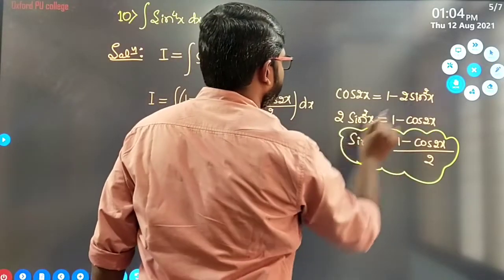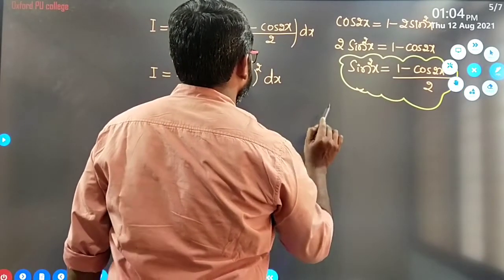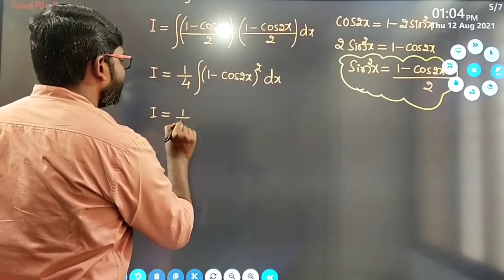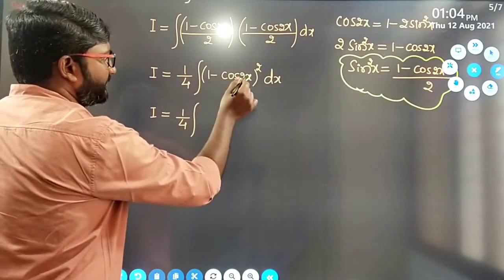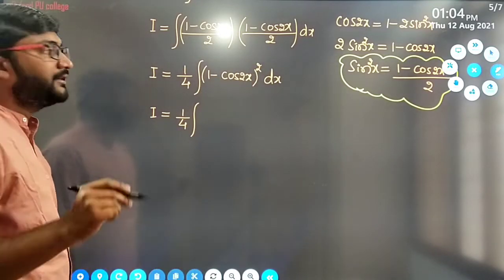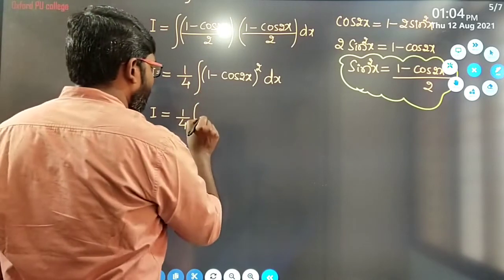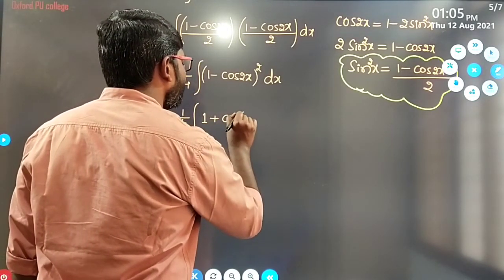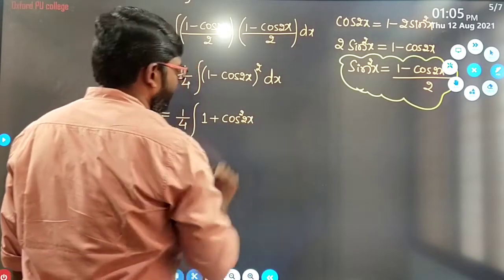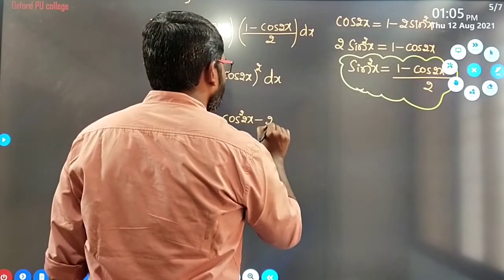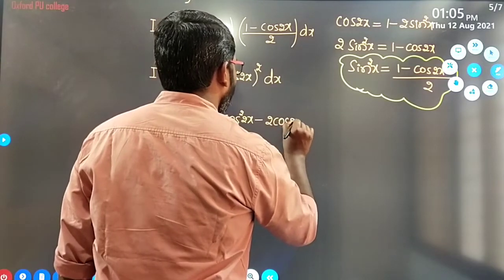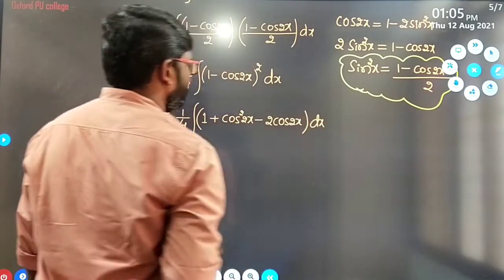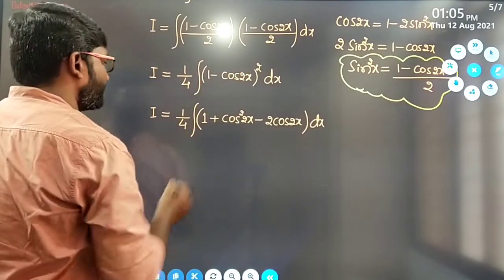So here I is equal to 1 by 4, writing it as it is, then integral. Expand this now, a minus b the whole square: a square plus b square minus 2ab. A square will be 1, b square will be cos square 2x, then minus 2ab will be minus 2 cos 2x, dx. Then again we will have to replace cos square 2x now.